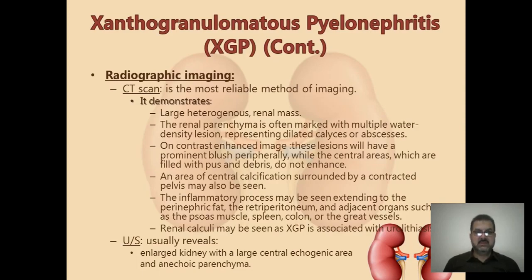Radiological examination: CT scan is the most sensitive. You will have a large heterogeneous renal mass, multiple water density lesions representing abscesses in the calyces. Most of the time it can confuse you radiologically between the xantho versus renal mass. For this reason, most of the time you need to remove this kidney, and after histopathologic examination the report will come as xanthogranulomatous pyelonephritis.